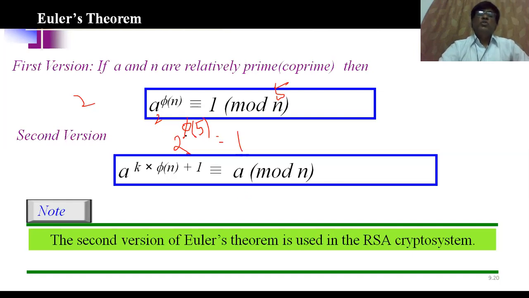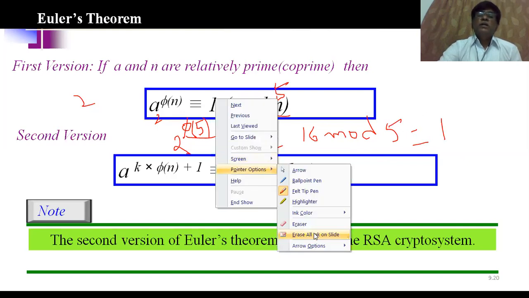Because what is phi of 5? Since 5 is a prime number, phi of 5 is 4. So its value is 2 to the power of 4, which is 16. 16 mod 5, the modulus is 5, 16 divided by 5 leaves a remainder of 1. So this is the first relation.